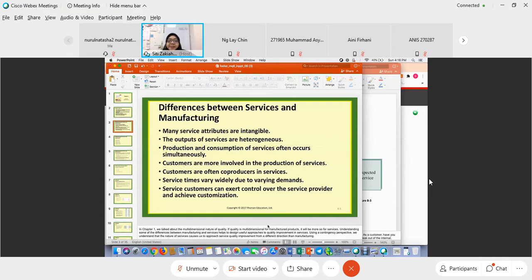Another point is customers are more involved. That means you have a say in the service that you want. Like if you're going to a hotel, I want this, I want that, I want the floor, I want my room to have the view of the ocean or the view of the garden or that kind of thing, right? Customers are often co-producers in the service. That means you do it together.